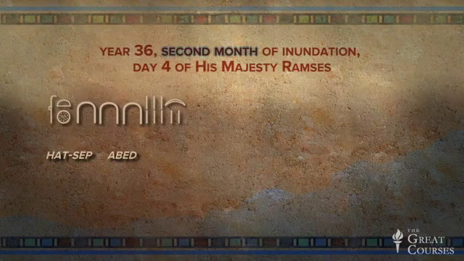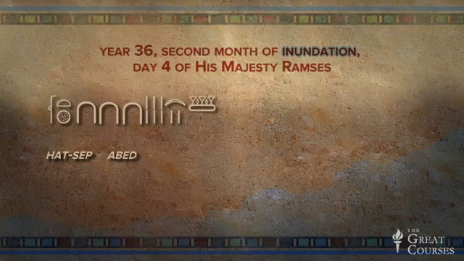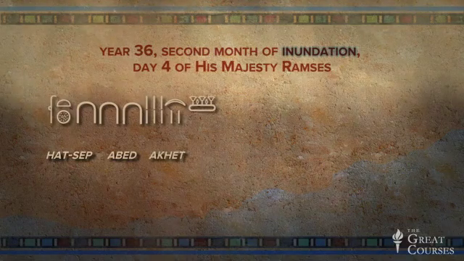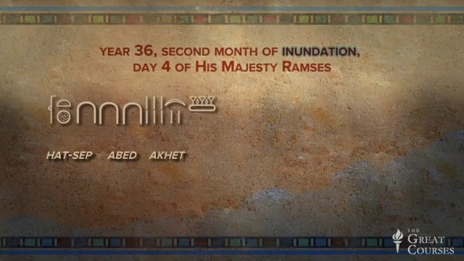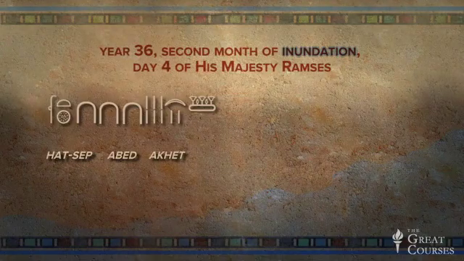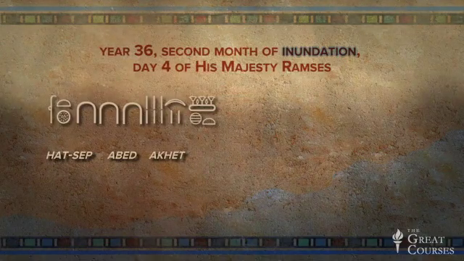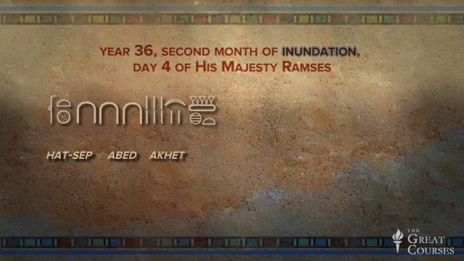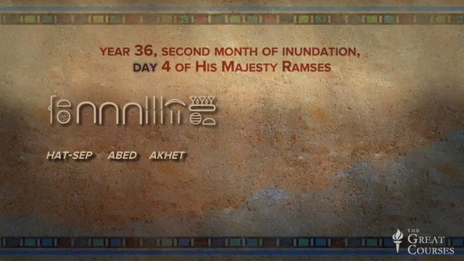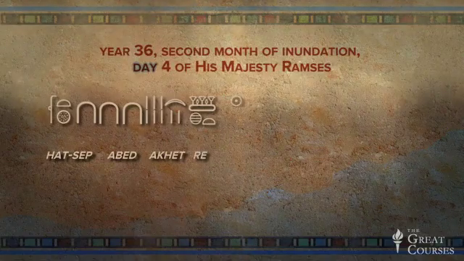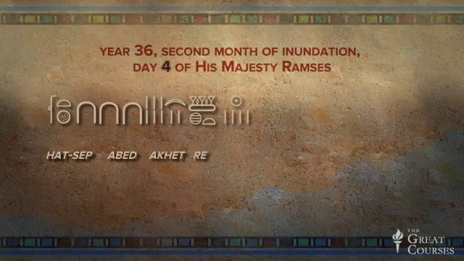Now we have to remember the word for the season of inundation. It was achet. The word shows the fields that were underwater, and we have the 2 phonetic complement hieroglyphs under the fields. Now we have to do the day. So we add the solar disk and 4 strokes.